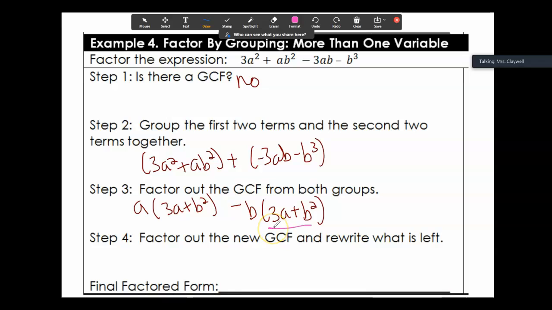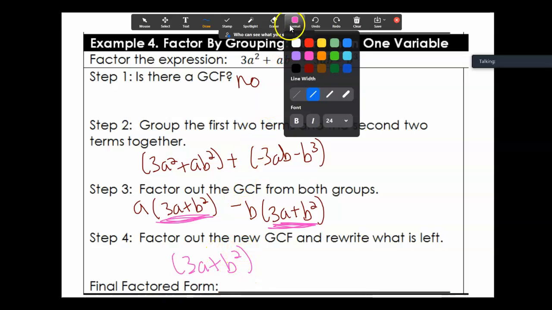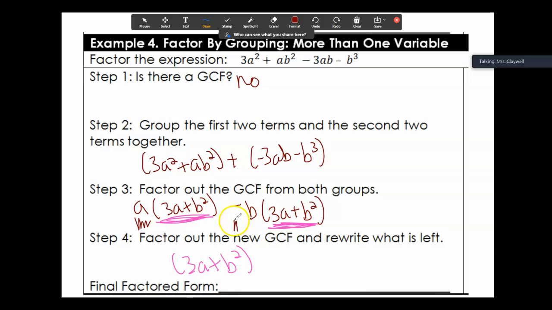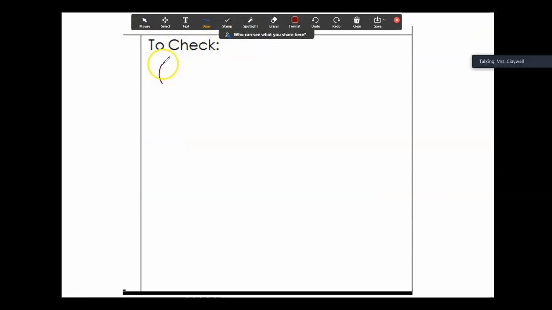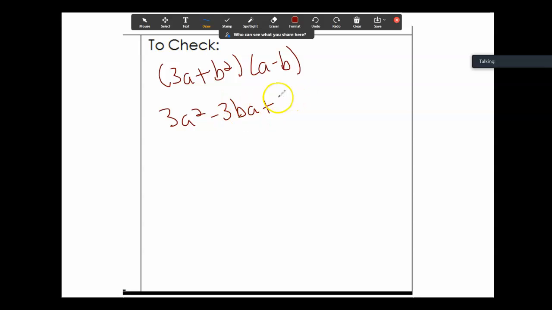So now I have my matching and my leftovers. If I wanted to check this, I can still check this. My terms are in a different order than my original, but that's okay because I still have all the terms there. So come to class if you have any questions.